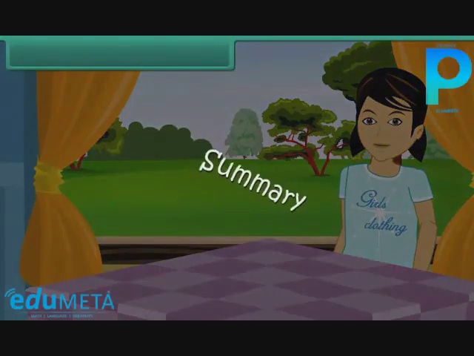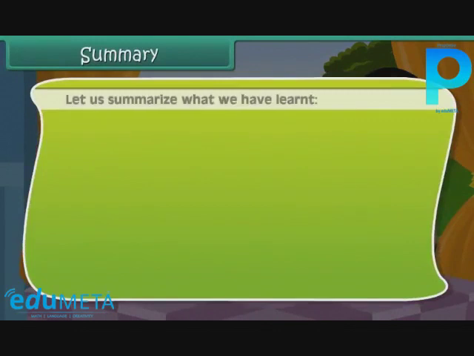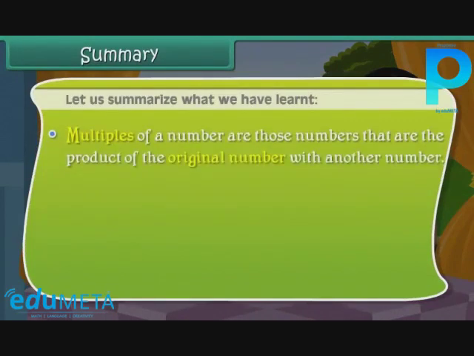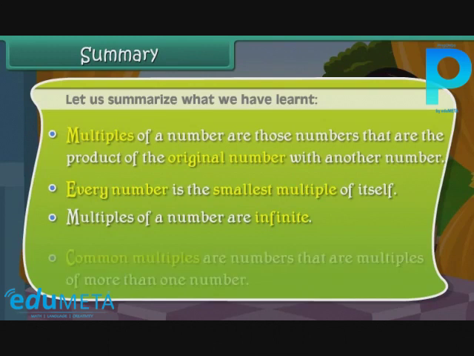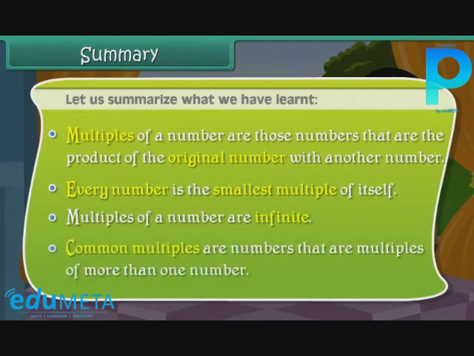Summary. Let us summarize what we have learnt. Multiples of a number are those numbers that are the product of the original number with another number. Every number is the smallest multiple of itself. Multiples of a number are infinite. Common multiples are numbers that are multiples of more than one number.